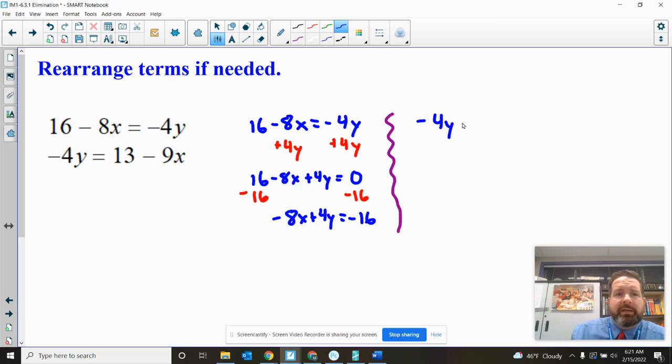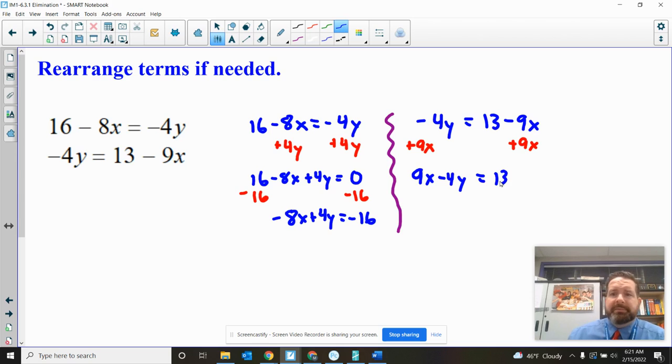Negative 4y equals 13 minus 9x. This one, I don't have to do as much. The negative 4y is already where I want it. The 13 is already where I want it. We're just going to add the 9x's over to this other side so that I have 9x minus 4y equals 13. There you go.